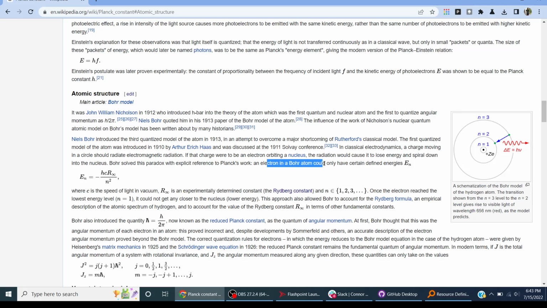An electron in a Bohr atom could only have certain defined energies, E sub n, equal to negative h c R sub infinity over n squared, where c is the speed of light in vacuum, R sub infinity is an experimentally determined constant, the Rydberg constant, and n is 1, 2, 3, and so on. Once the electron reaches the lowest energy level, n equals 1, it cannot get any closer to the nucleus, lower in energy. This approach also allowed Bohr to account for the Rydberg formula, an empirical description of the atomic spectrum of hydrogen, and to account for the value of the Rydberg constant R in terms of other fundamental constants.